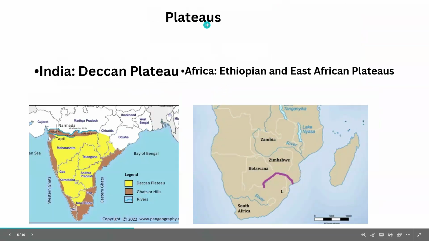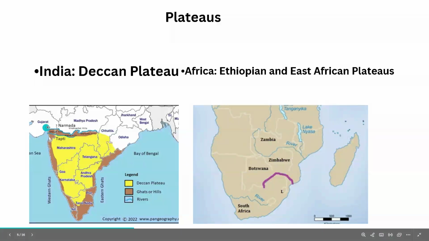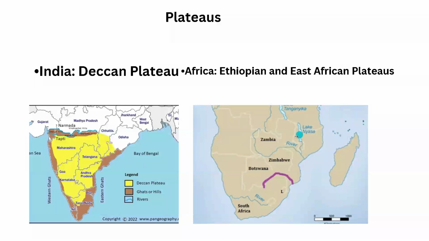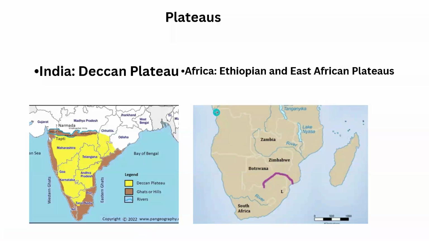Next, plateaus. India is a plateau, Deccan Plateau. Half of India, the southern part of India, is called Deccan Plateau. Africa, Ethiopian and Eastern African plateaus. These are the plateau regions. What is a plateau? It is a tableland. Due to volcanic eruptions and climatic changes, when the upper part of the mountain is washed off and turns into a tableland, we call it a plateau.